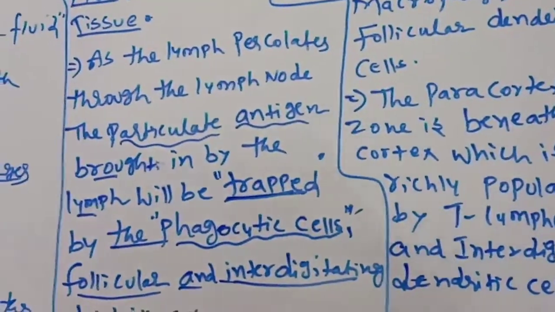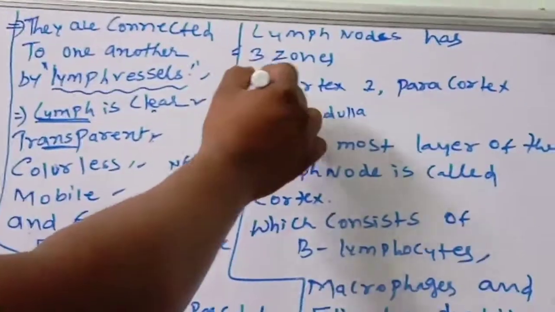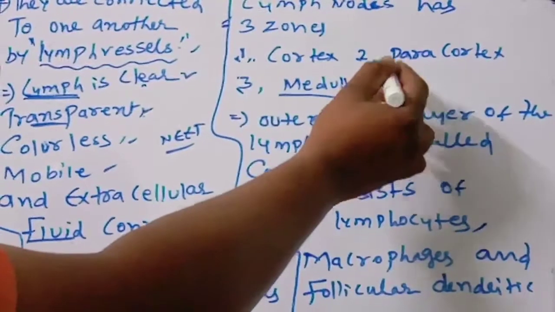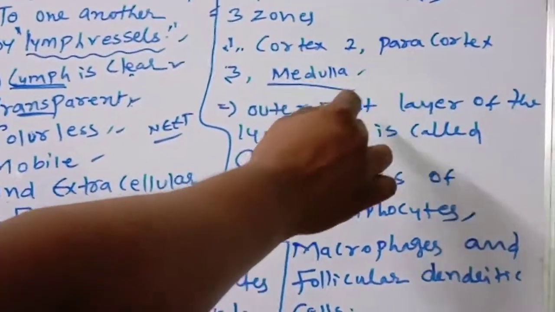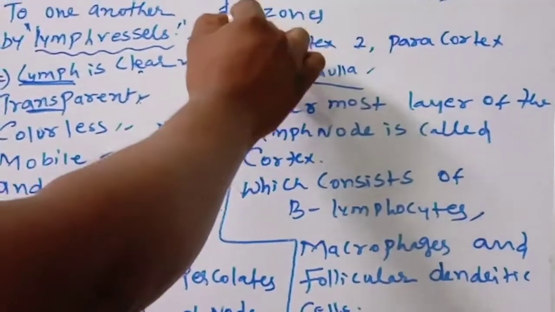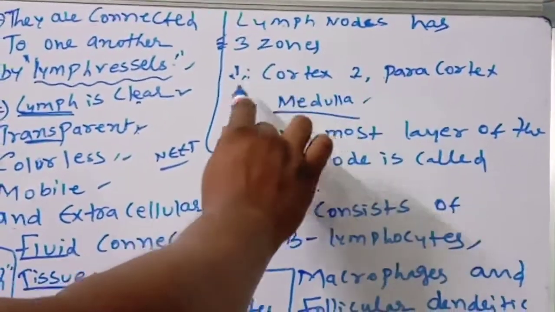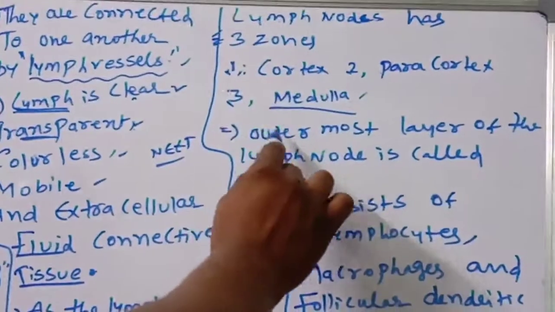Next, lymph nodes have 3 zones. How many zones? 3 zones. Number 1, cortex. Number 2, paracortex. Number 3, medulla. One is cortex, another paracortex, third one is medulla.